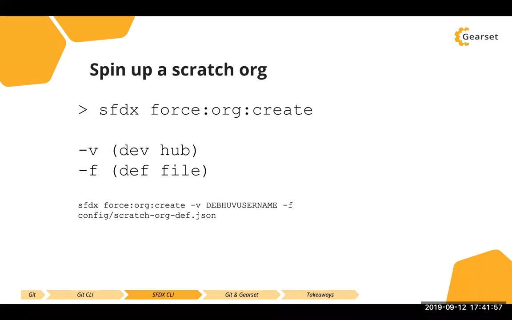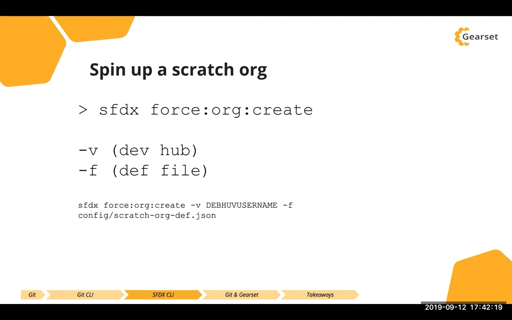But the ones that really matter here are the devhub that it's actually going to be connected to, because all scratch orgs have to be linked to their parent devhub. And then you need a definition file. So when you create a scratch org, you have to tell Salesforce what's the structure of the org, what features are enabled, what usernames, are there certain preferences and things like that. All of that gets defined by a definition file.